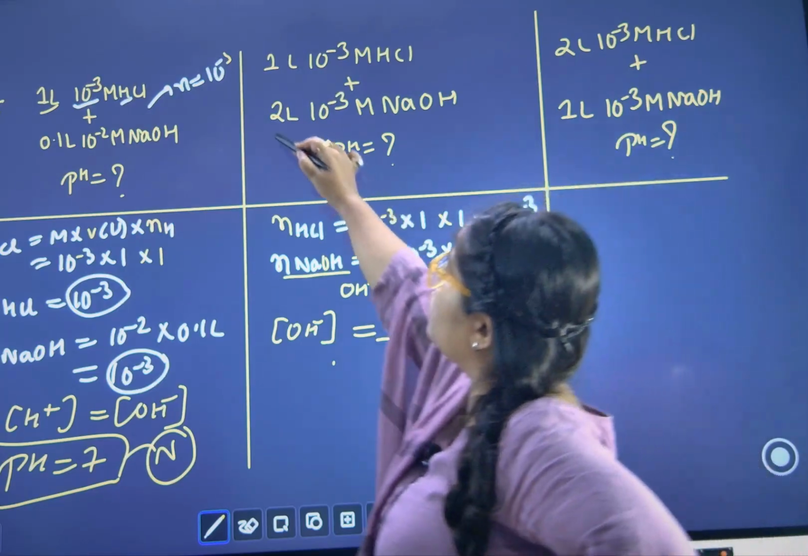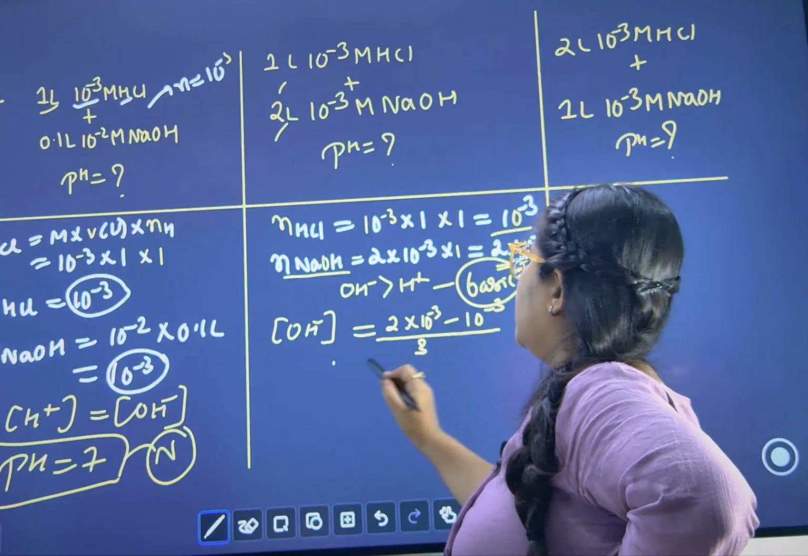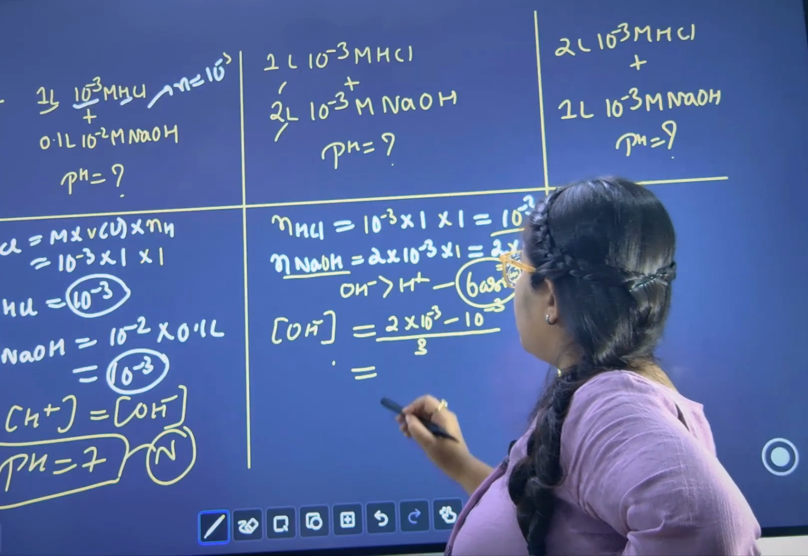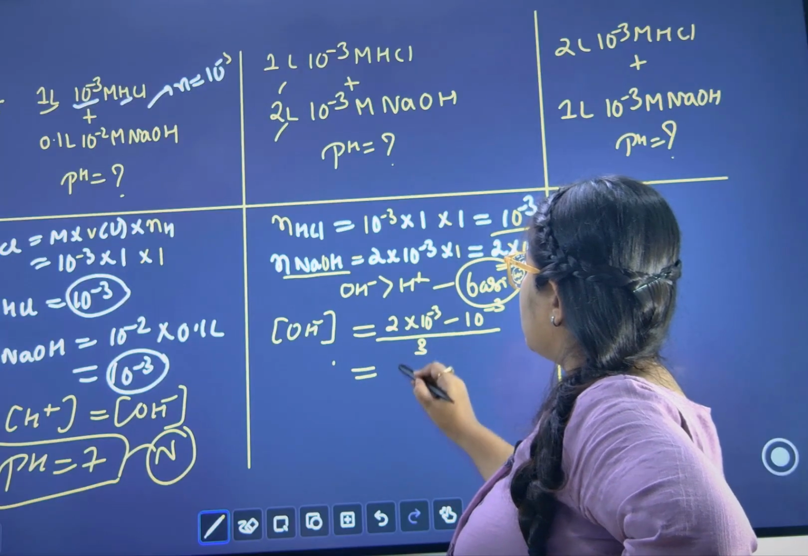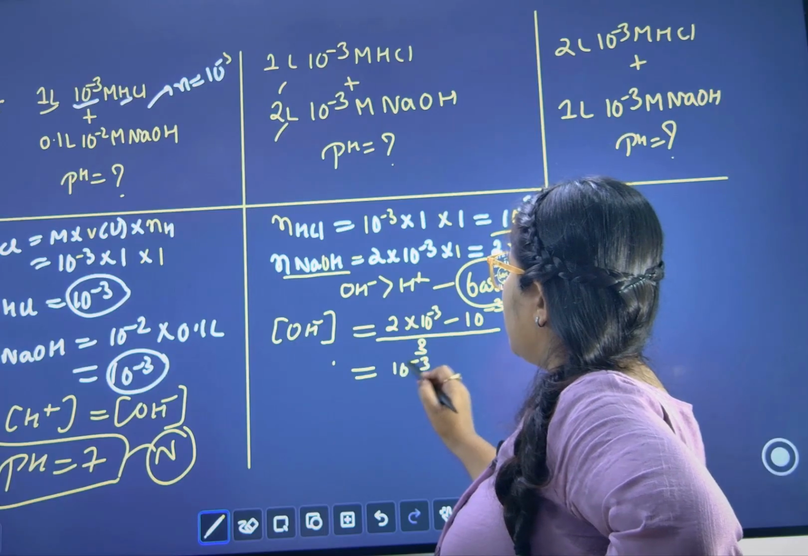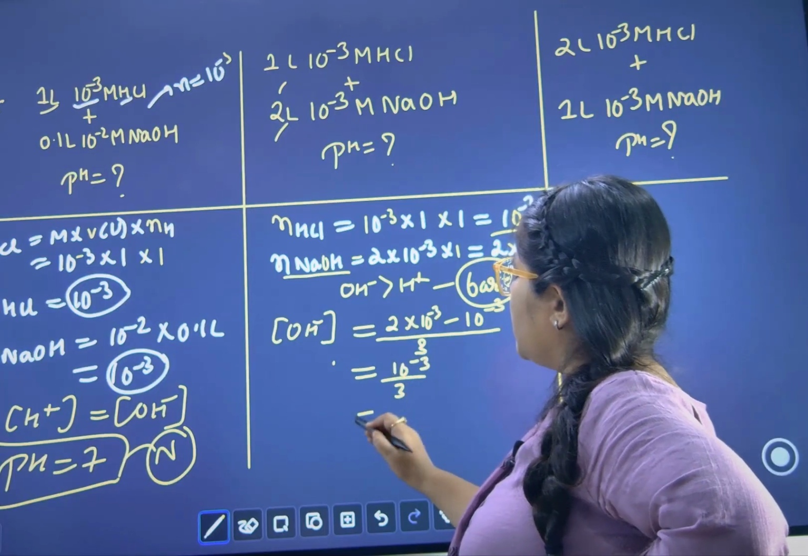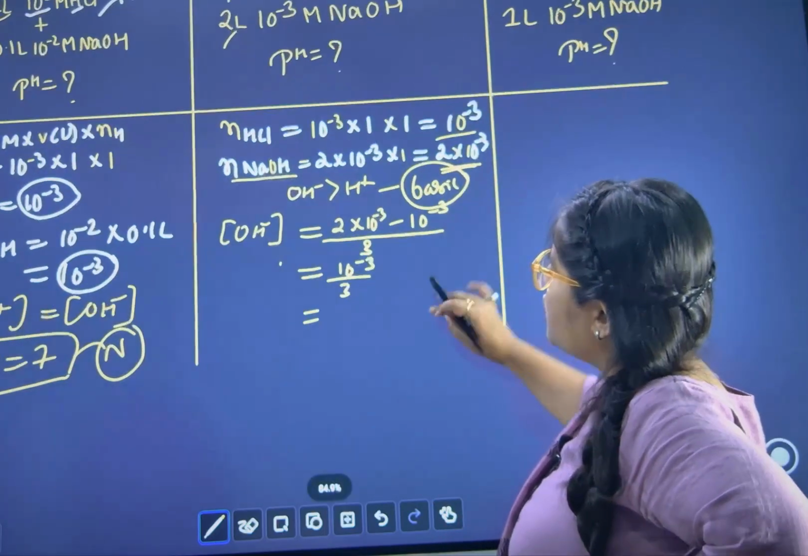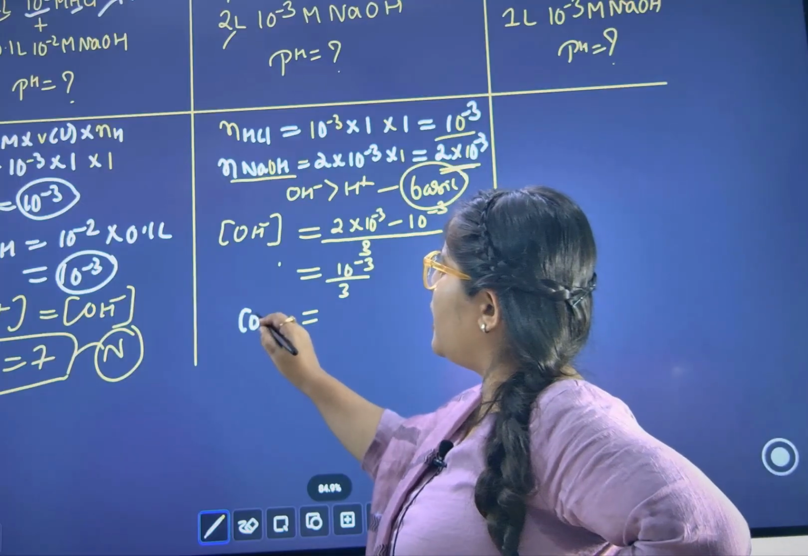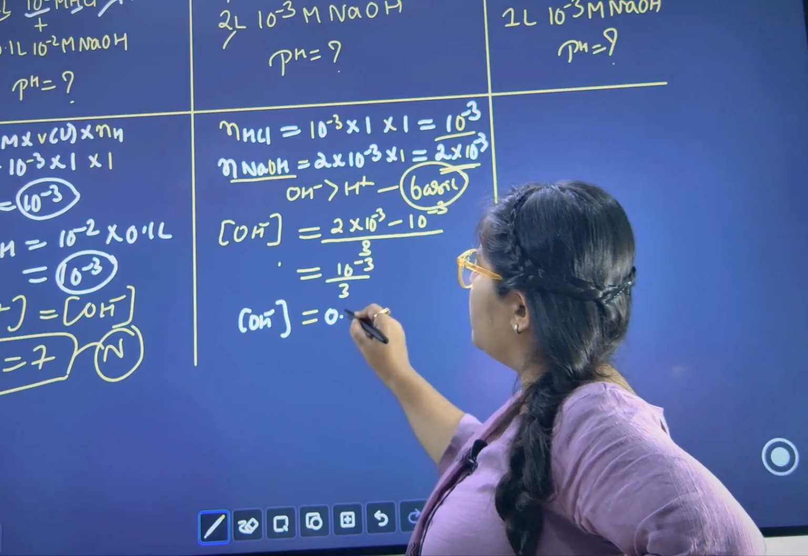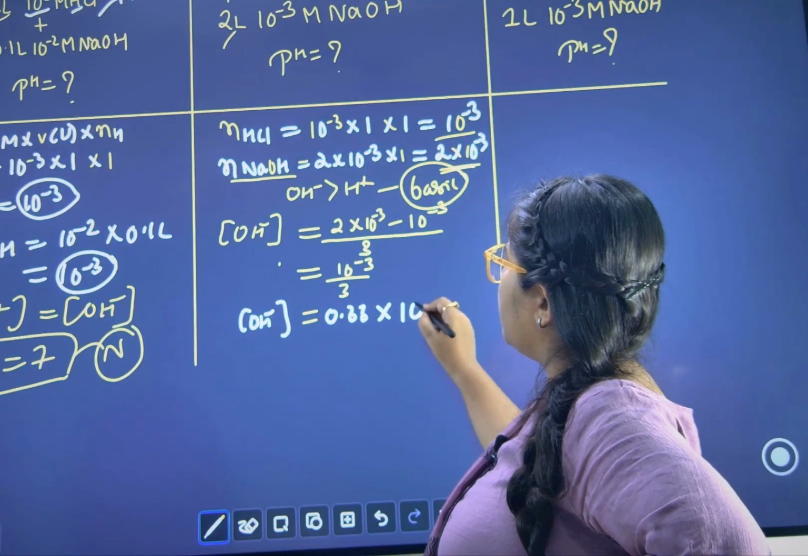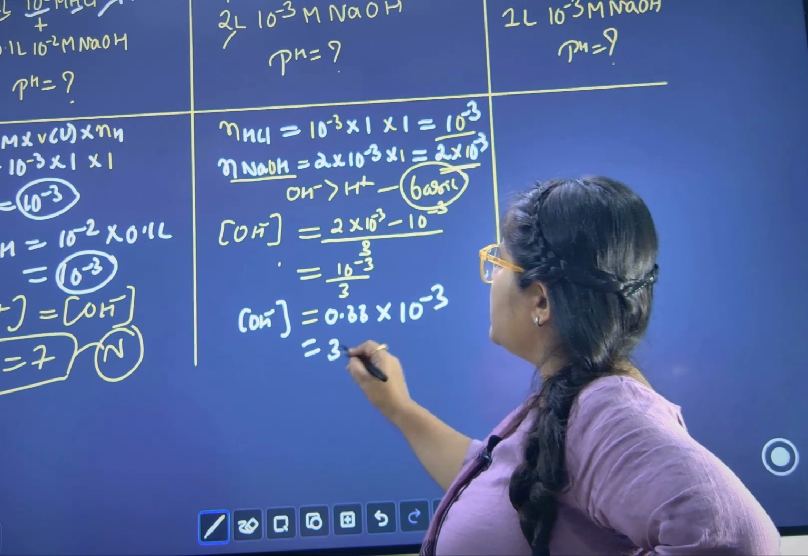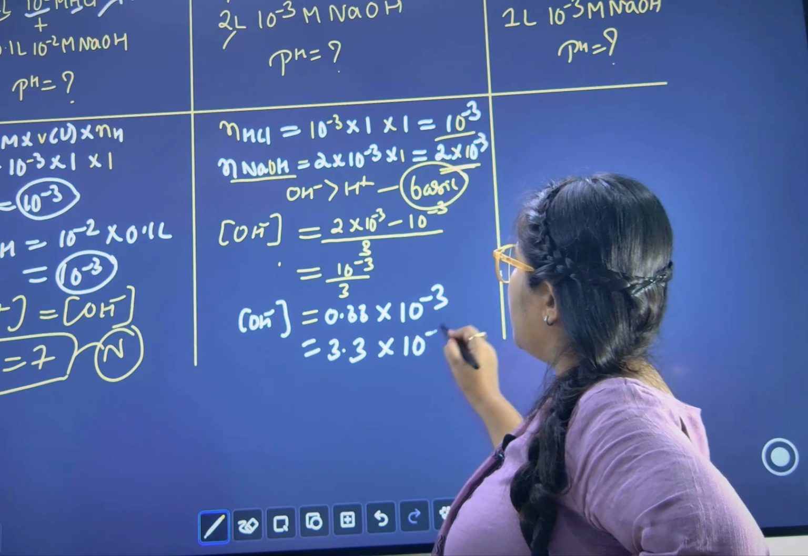How much is left? 2 liter plus 1 liter, 3 liter. How much will it come? You take 10 to the power minus 3 common. 2 minus 1 is 1, so it becomes 10 to the power minus 3 by 3. 1 by 3 is 0.33 something. So our OH ion will become 0.33 into 10 to the power minus 3, which I can write as 3.3 into 10 to the power minus 4.